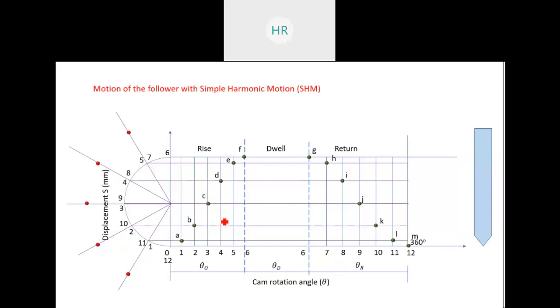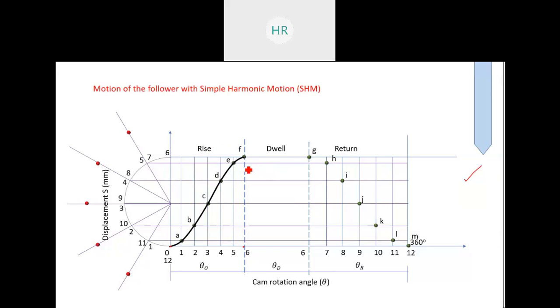Now join these points with a smooth curve. आपको ये points जो है उनको smooth curve से join करना है. So now you can observe when my cam is rotating by the angle of 0 to theta O, my follower is moving up. Observe over here. My follower is moving up. So that is the rise period of follower.